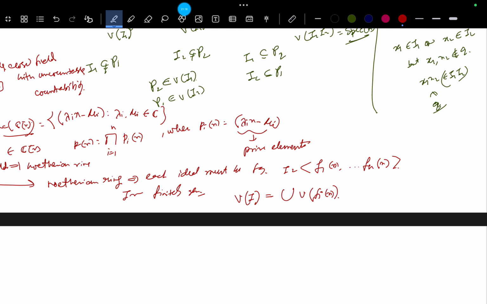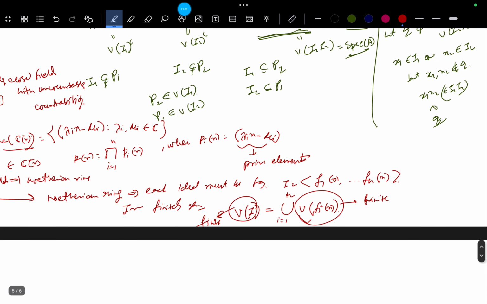Now each V(f_i(x)) has to be finite, because each f_i is a polynomial, so I get the linear factor decomposition of f_i(x), and V(f_i(x)) is nothing but the collection of all those linear factors. So it is a finite union of finite sets, which means V(I) has to be finite. You can check that V(f_i(x)) is finite.